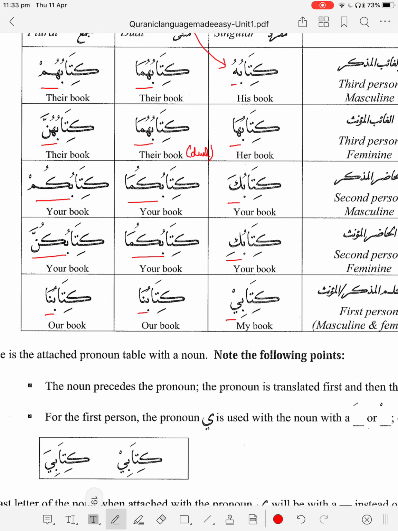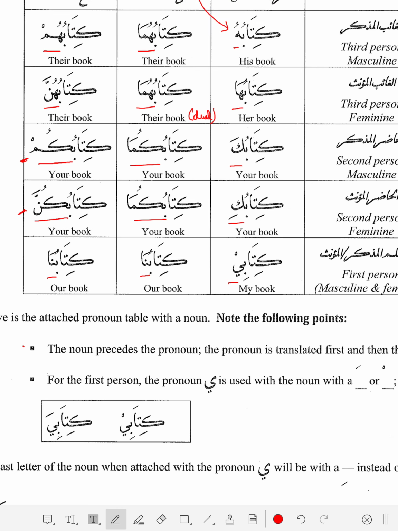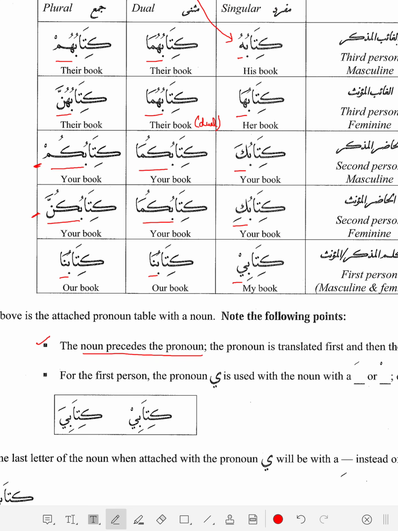Similarly, if I want to say your book, I would say kitabuka or kitabuki, depending upon your gender. Likewise, we have kitabukuma and kitabukum, then kitabuki, kitabukuma, kitabukunna. Again, same logic. Just take the noun and attach the pronoun at the end of it. This is what we are always saying, that the noun precedes the pronoun. It's always first. So kitab always comes before hu, huma, hum.